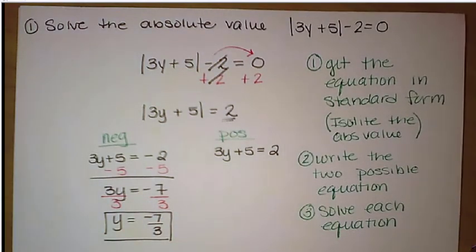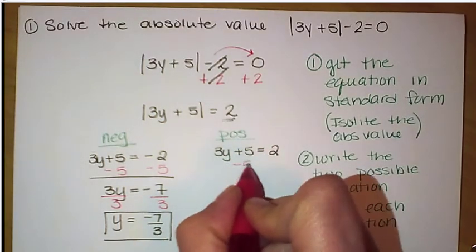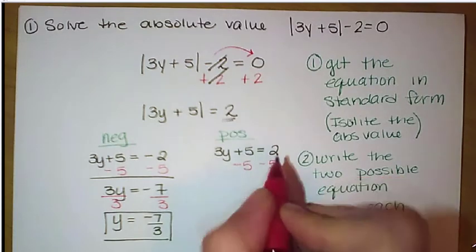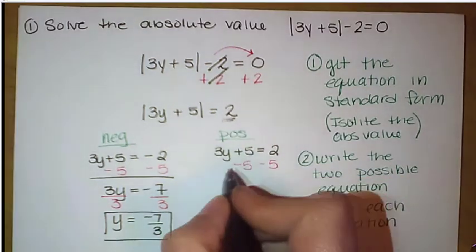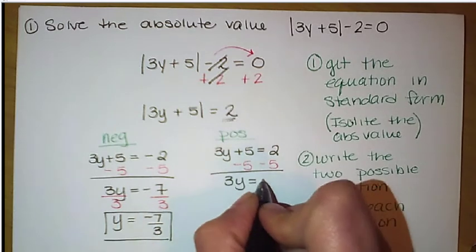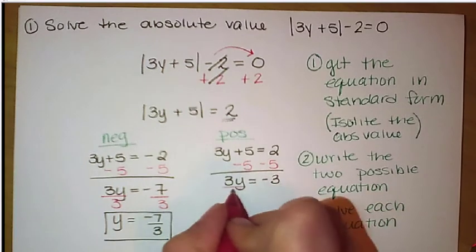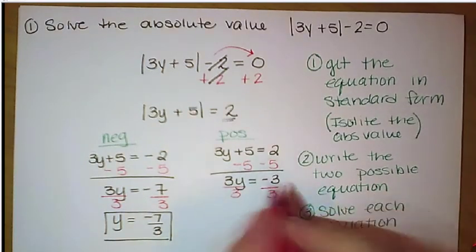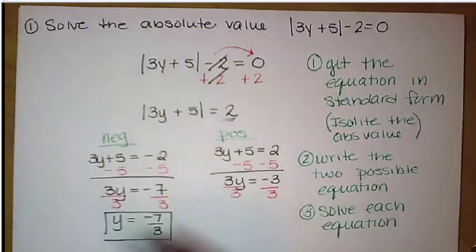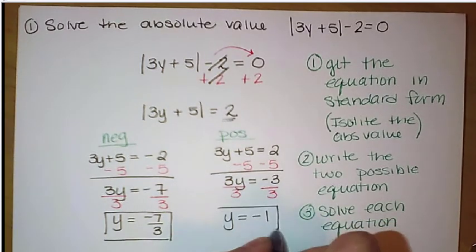Now we're going to do the same thing over here to our positive equation. We're going to subtract 5 from both sides. So this time we get 3y equals negative 3. We're going to divide both sides by 3. And we get y equal to negative 1. So there's our second answer.